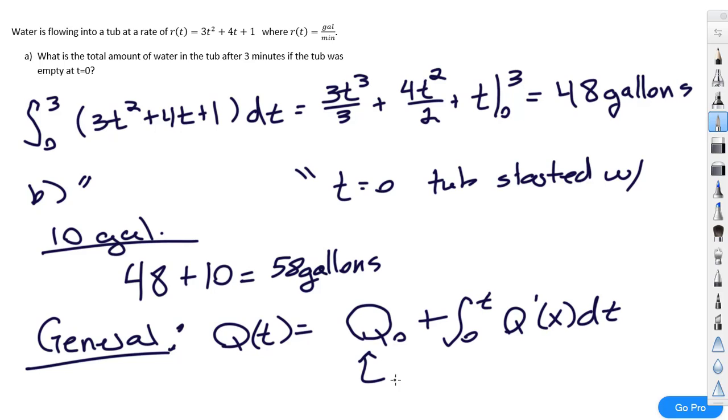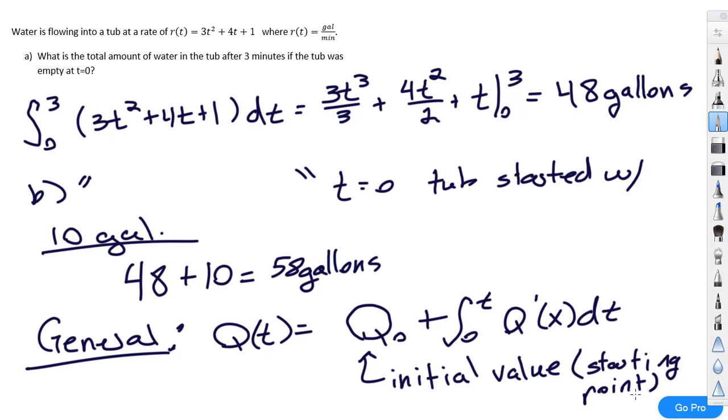What this Q sub naught is, is our initial value. You can think of that as how much we start with at the starting point. And then this other part is how much we change between 0 and t. So you can think of this as a change, or an increase, or a decrease.